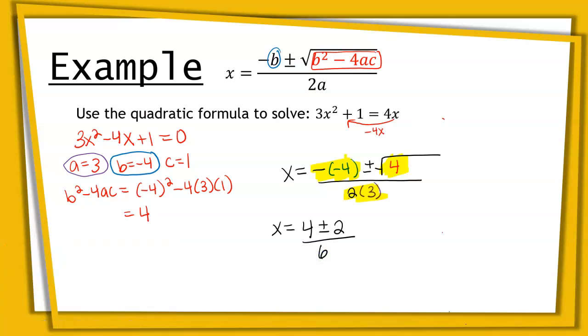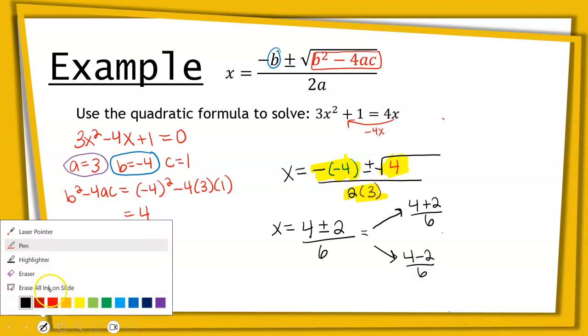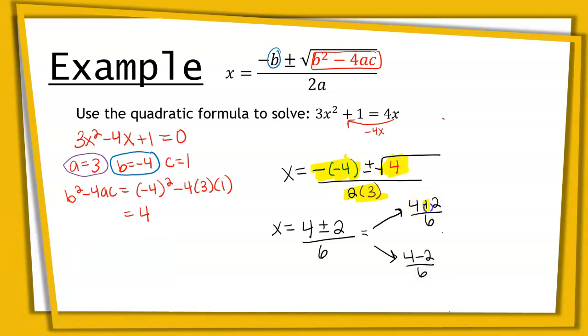Now, when we have this plus minus, we do have to split it into 2 different equations, one with a plus and one with a minus. So for my first equation, we would have 4 plus 2 divided by 6. And for my last equation, I have 4 minus 2 divided by 6. So everything stays the same except I'm just changing that plus minus here in front of the 2.